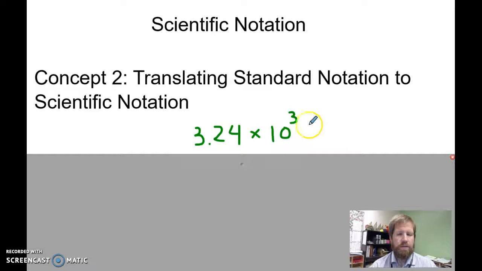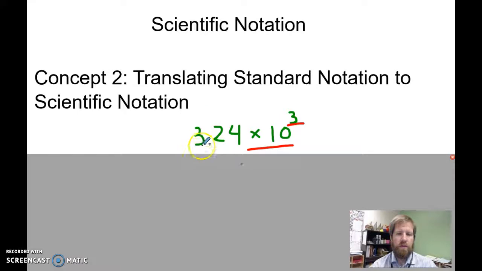Okay, you're always going to have times 10. Okay, and that 10 will always have an exponent on it. All right, that exponent might be 1. Okay, but it'll still have some exponent on it. The exponent will change, but this number, the first one that you're multiplying by 10, is going to change.